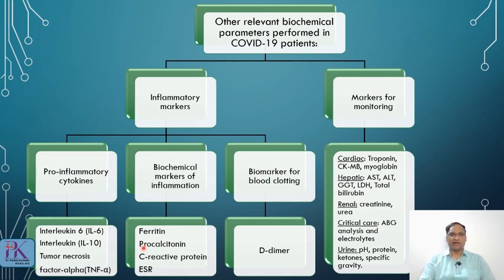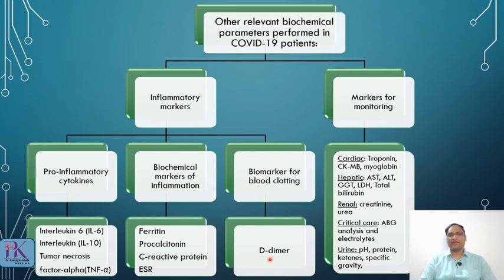These are the inflammatory markers. Okay, if you don't remember these subclasses like pro-inflammatory, inflammation marker or blood clotting marker, you can just write inflammatory markers and enumerate these: IL-6, IL-10, TNF alpha, ferritin, PCT, procalcitonin, CRP, C-reactive protein, ESR, and the blood clotting biomarker is D-dimer, and then followed by routine markers: cardiac, hepatic, renal, urine test, and your critical care markers. Okay, so this is how you have to answer.